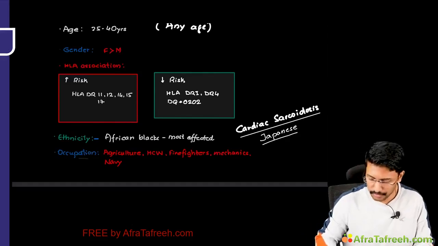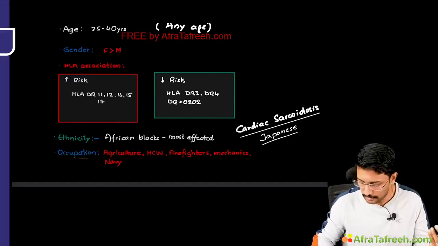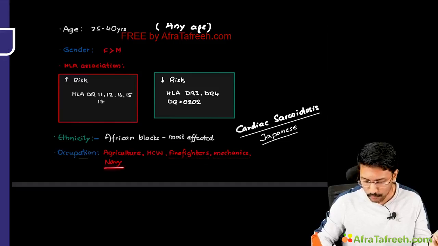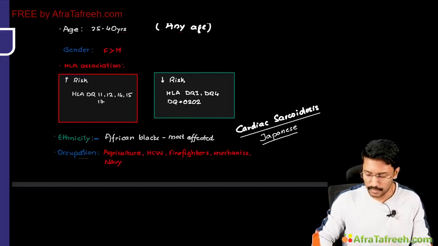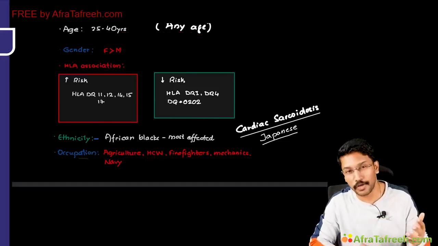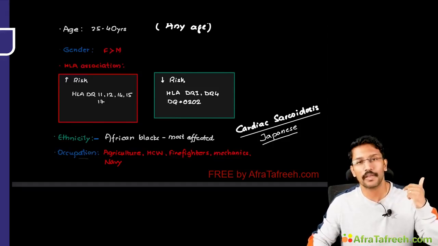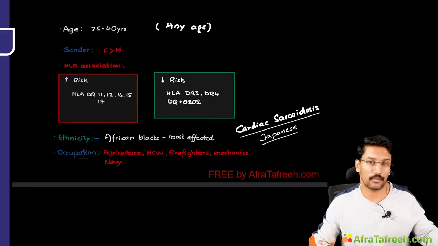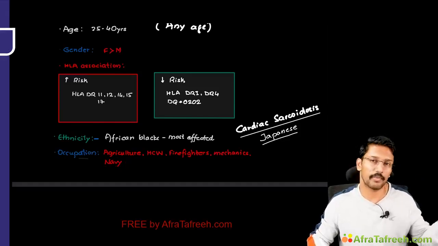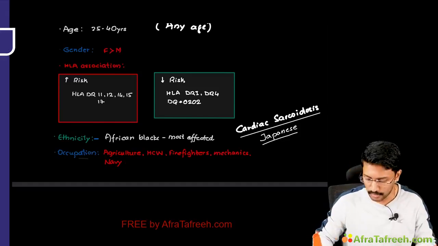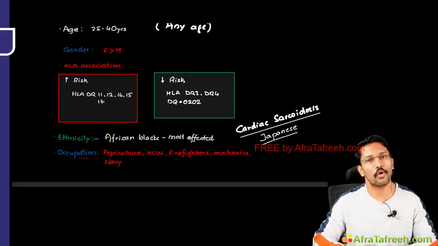Then occupation can be a risk factor, particularly agriculture, healthcare workers, and then firefighters, mechanics, and those who are working in the Navy are believed to be at increased risk. There are various hypotheses behind this. Healthcare workers probably because of exposure to infections, particularly tuberculosis. Firefighters and mechanics because of the exposure to particulate matter or particularly beryllium. Navy also because of exposure to particulate matter and beryllium and also organic dust at their working places. Agricultural again related to organic dust. So these are believed to be the risk factors for sarcoidosis.